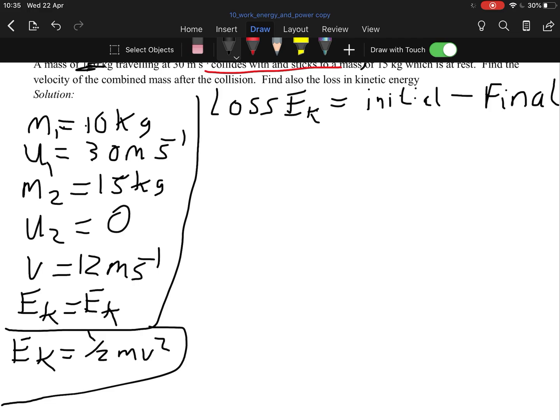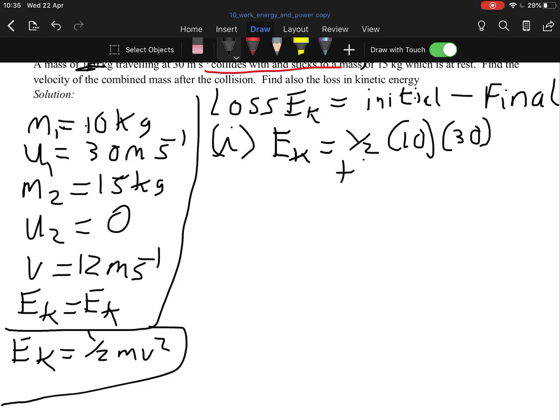That should be an M, not an N. I don't know why it came out like an N. Okay, so initial minus final. So that's the loss. What did we lose? Initial minus final, because we obviously slowed down. So we have to find the initial first. All right, so that's what we're going to find first. Initial EK equals a half 10 times 30 plus a half 15 times 0. Where did I get those values?